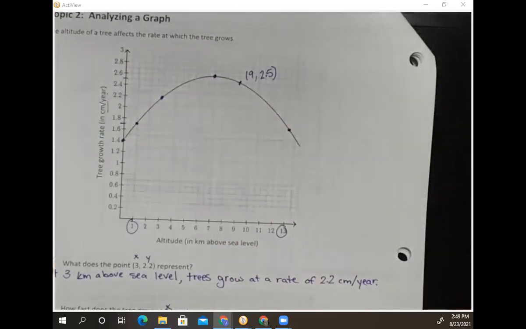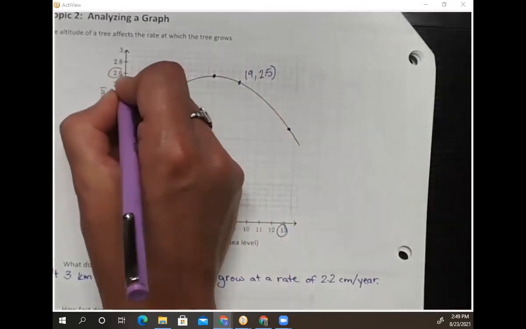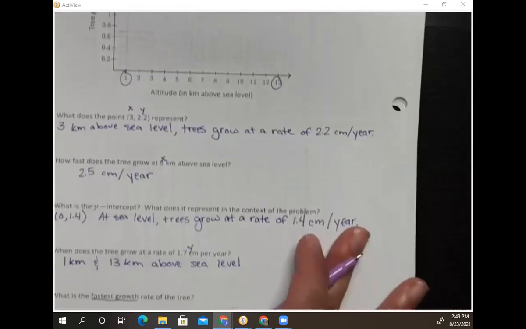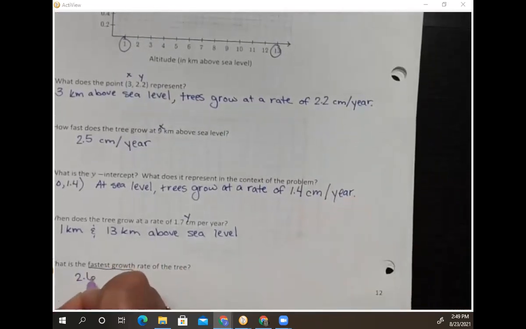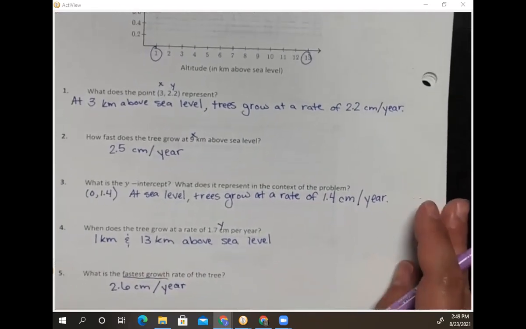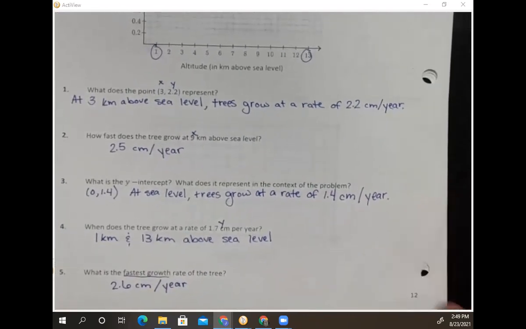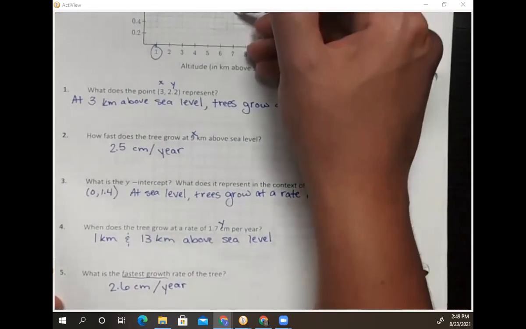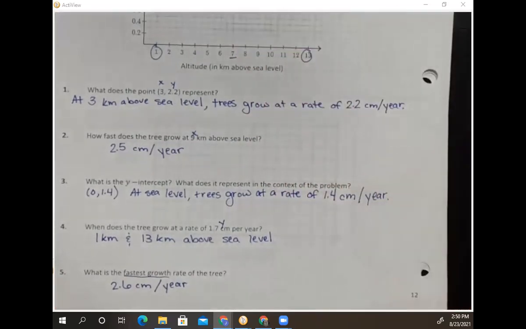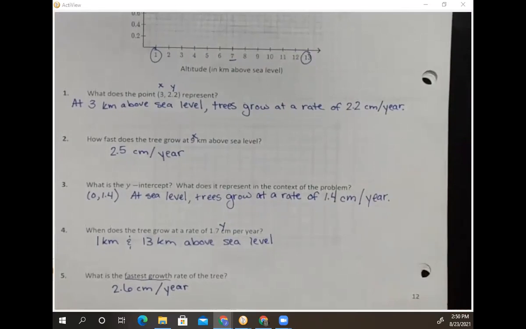And it asks me, what is the fastest growth rate? So that would be right here, 2.6 centimeters per year. If they had asked me at what altitude do we achieve the highest growth rate, that would have been my x value, which would have been 7. Questions for me on page 12? Anything we looked at on page 12?